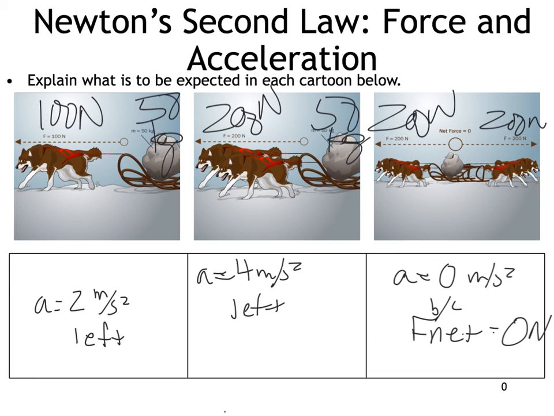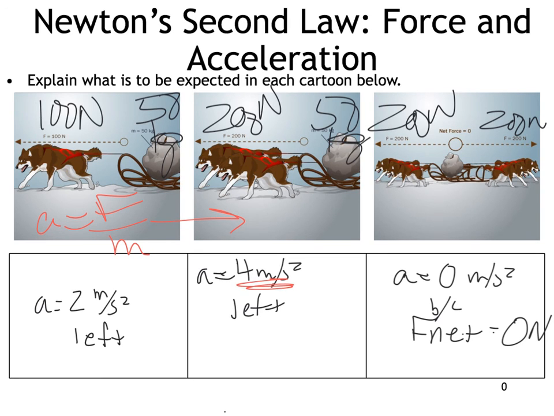All right, so first one, I would just say that the acceleration is 2 meters per second squared. I figured that out because I was thinking that a is going to be F net over m. So if F is 100 and m is 50, then a would have to be 2. And I did say it would be to the left because it's going to be in the same direction as the force.